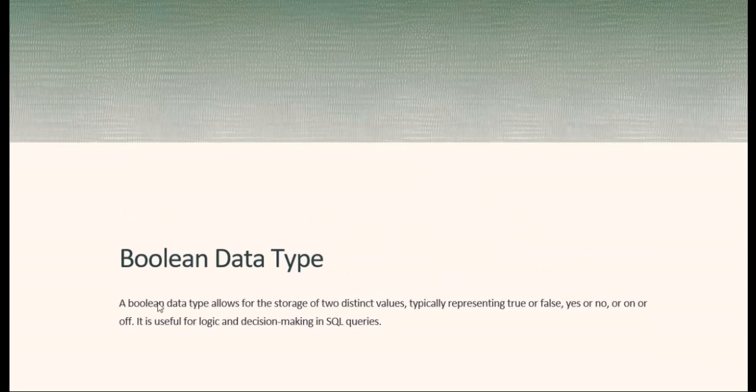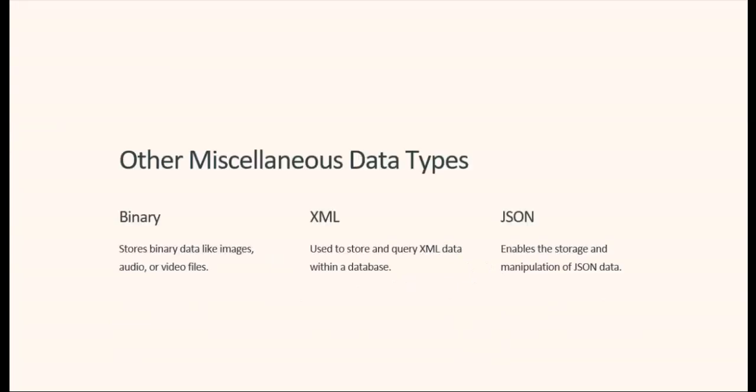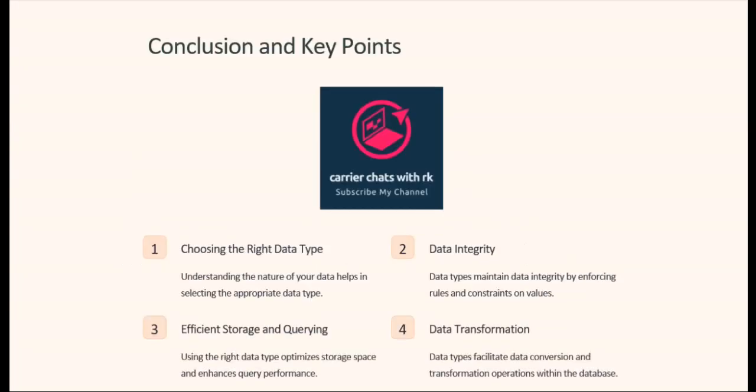I will tell you one definition. A Boolean data type allows for the storage of two distinct values, typically representing true or false, yes or no, or on or off. It is useful for logic and decision making in SQL queries. Most of the time, in Boolean data types we use true or false. In Tableau and other functions also, we use true or false most of the time in Boolean data types.